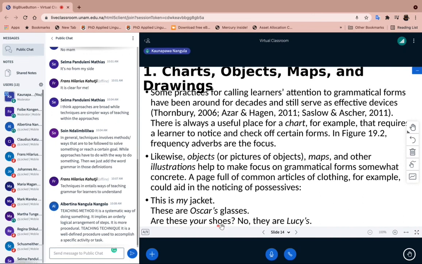You give Emily a picture of a handbag, and then Lucy has shoes. All right, and then you take Lucy's shoes, and then you ask Emily, are these your shoes? And then Emily will answer, no, they are Lucy's. Do you understand? That is just an example of how you bring in objects to help the learners better understand the grammatical form that you are teaching them.